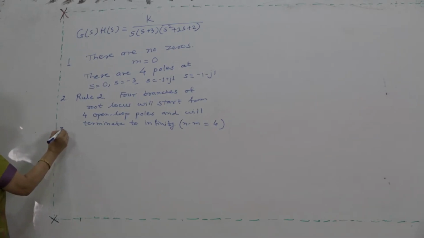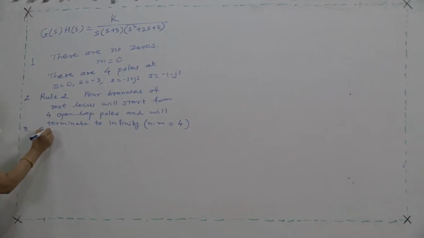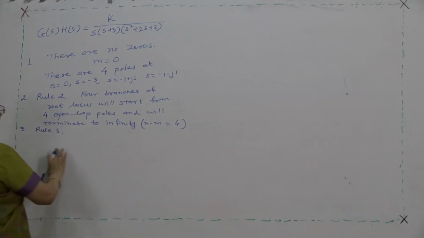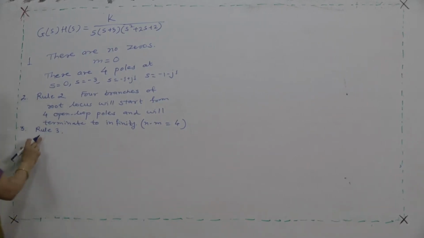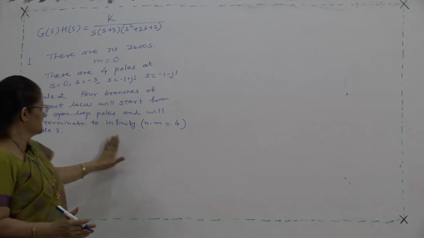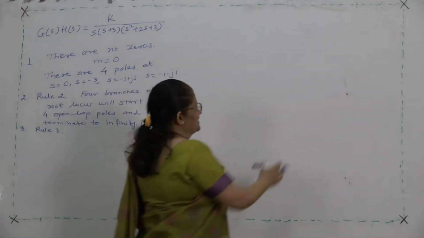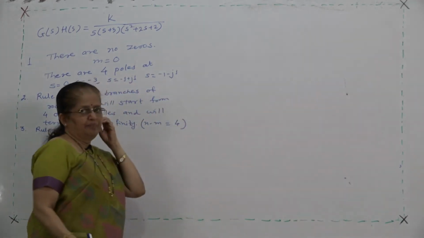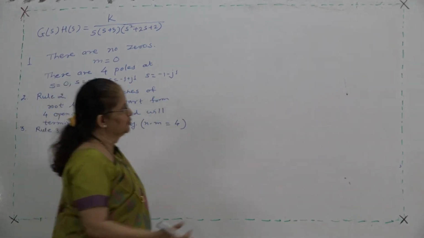Next is rule 3. No compulsion to write the rule, you just write whatever is needed. So, what is rule 3? It tells us which part of the real axis will lie on the root locus. Okay. So, now after the first 2 steps, we will use the graph paper and try to draw the root locus.